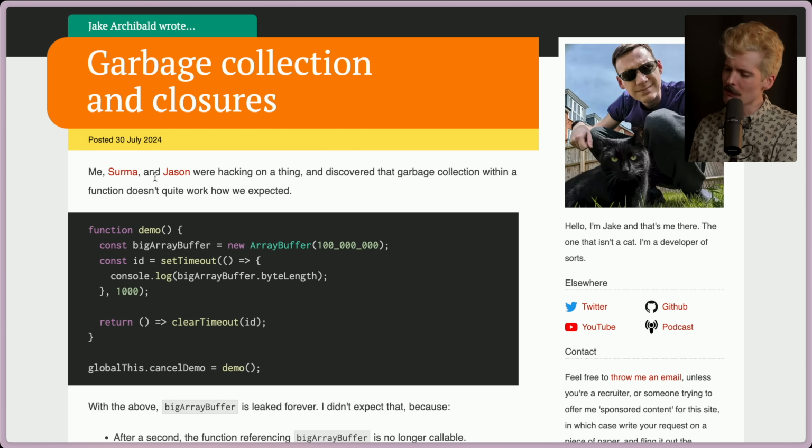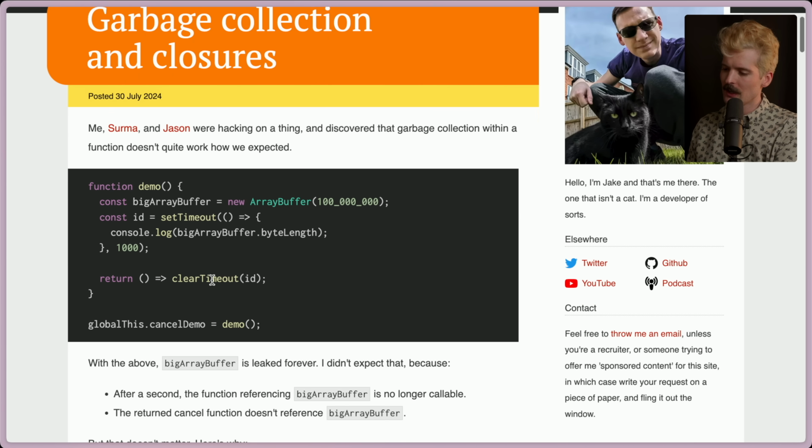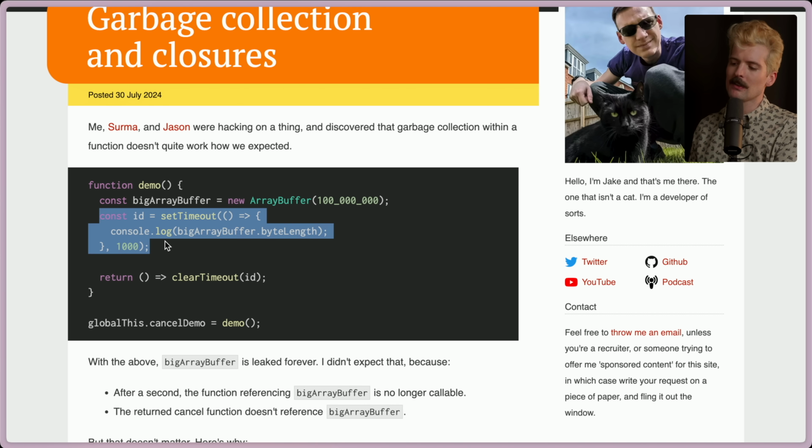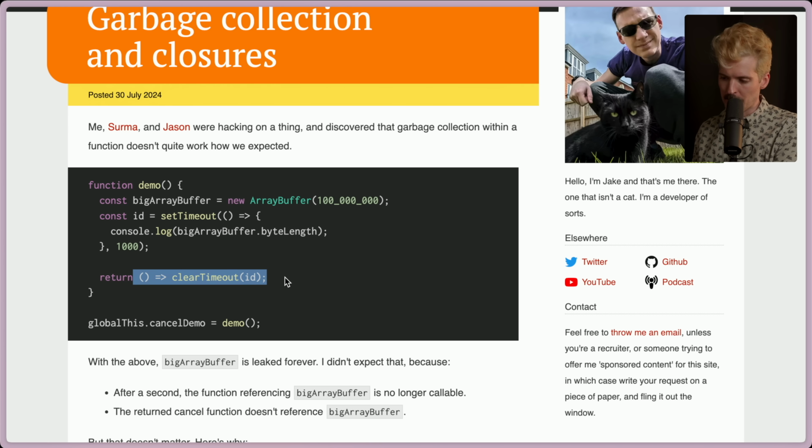So, me, Surma, and Jason were hacking on a thing, and we discovered that garbage collection within a function doesn't quite work how we expected. So in this example, they create an array buffer with a ton of space. They set a timeout here. So this timeout means that this occurs after the function executes, but then we return a cancel function so we can clear the timeout. So this will run a second after the function executes. But if we want to stop that, we can call the function that it returned.